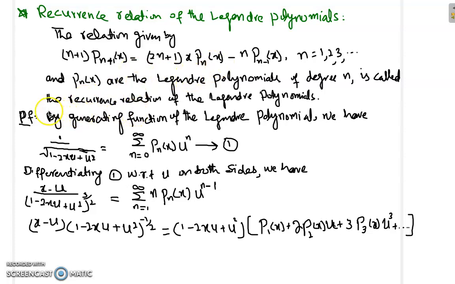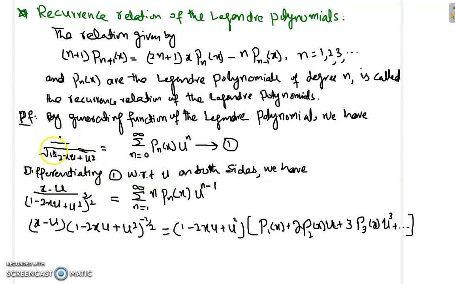So we have to prove this relation by using the generating function of the Legendre polynomials, which is defined by 1 divided by the square root of (1 minus 2xu plus u squared), which is equal to the summation over n of Pn(x) u to the power n. So first of all, we have to differentiate the left hand side and the right hand side with respect to u.